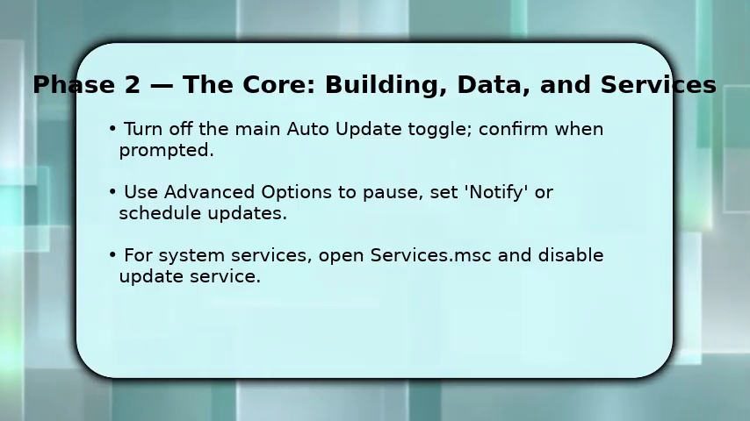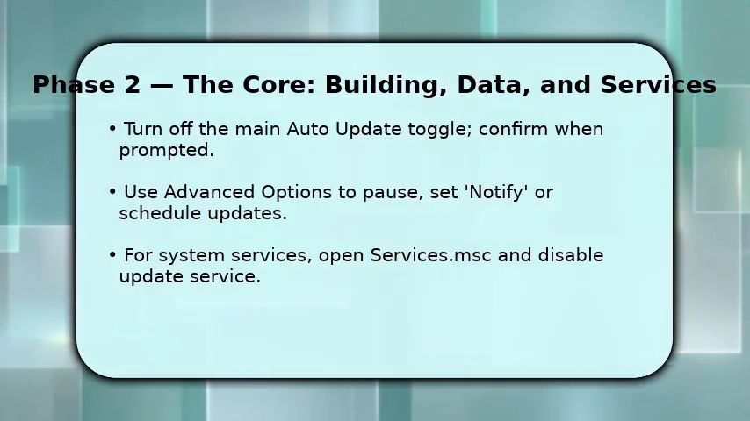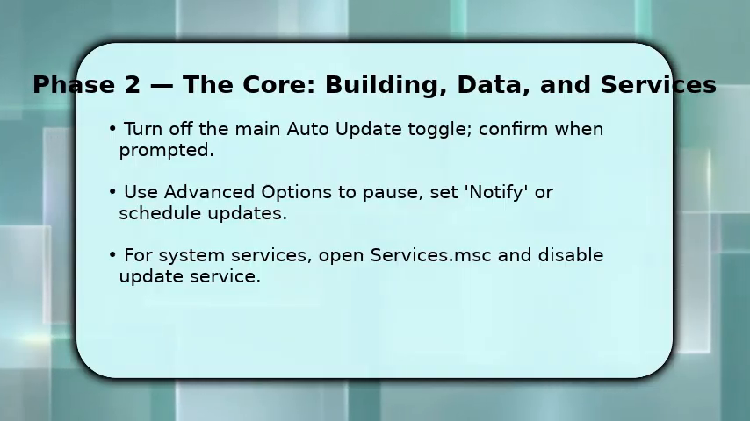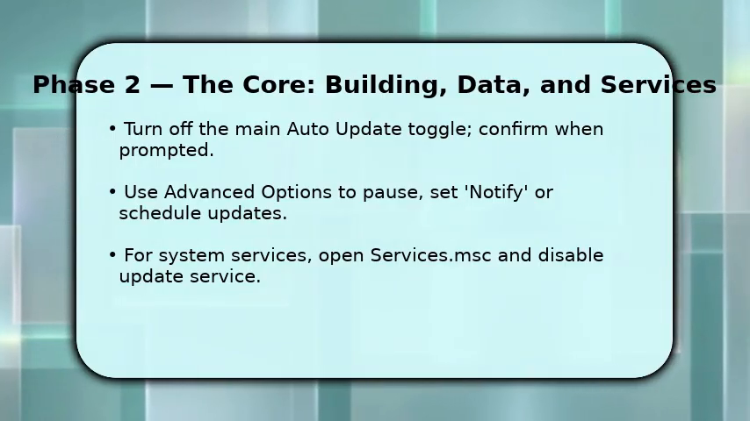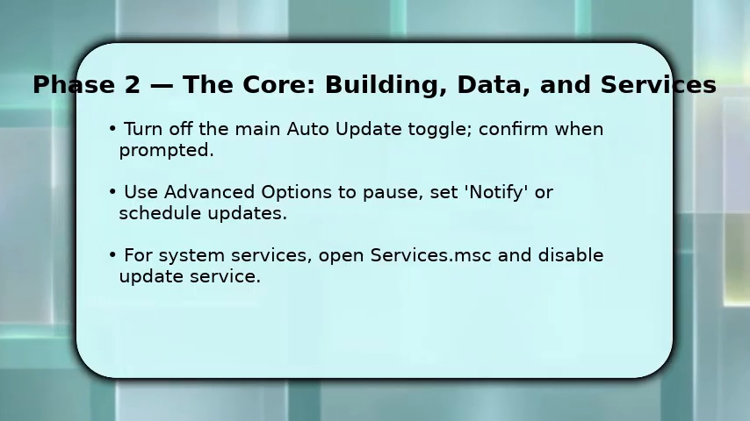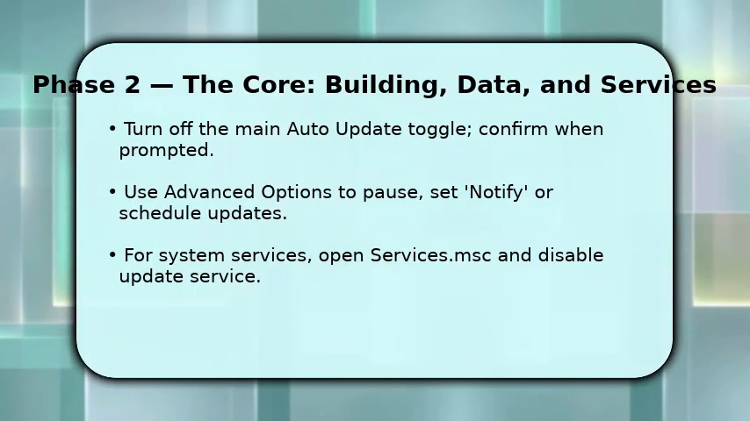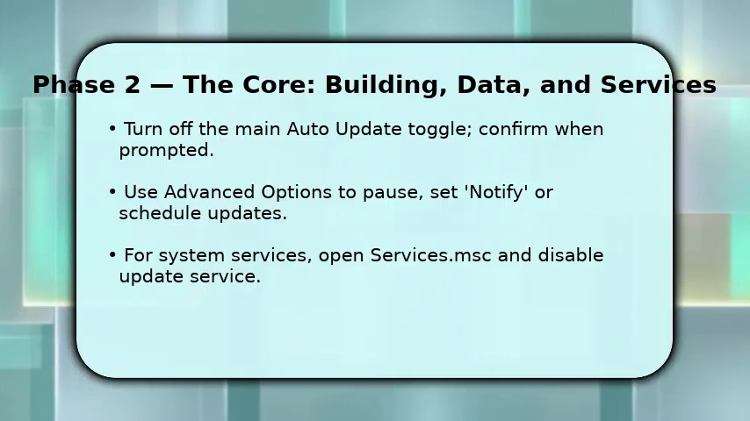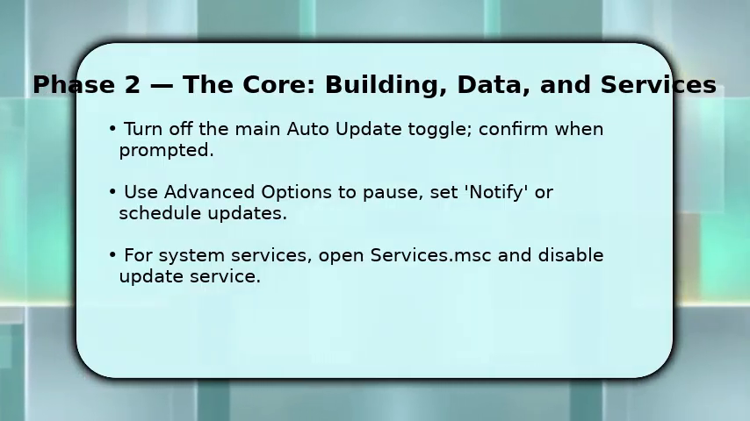If you need stronger control, open services.msc, Windows, or the equivalent background service manager, find the update service, set startup type to manual or disabled, and stop the service. Make sure to document your changes so you can reverse them later.